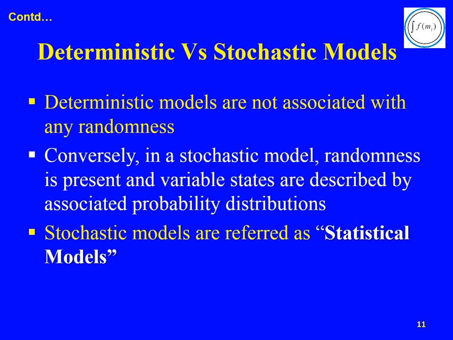Next is deterministic versus stochastic models. Deterministic models are not associated with randomness, or the deterministic model doesn't have any error component. In contrast, a stochastic model has randomness or an error component. Now this randomness or error component is always associated with a probability distribution, that is called the normal distribution.